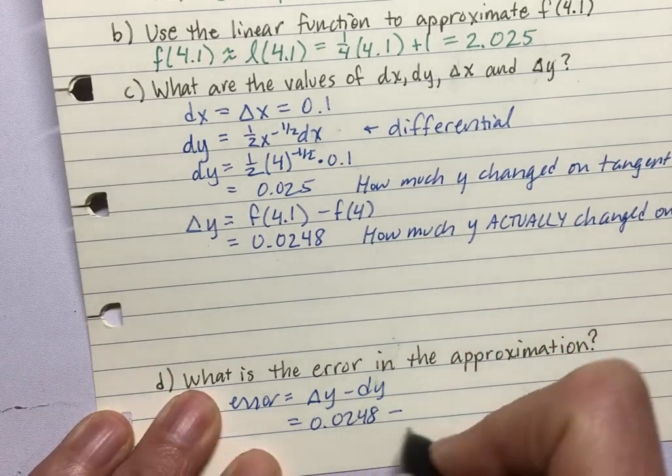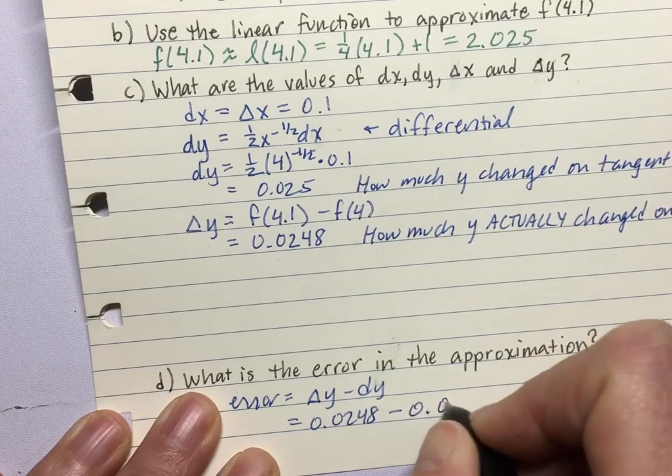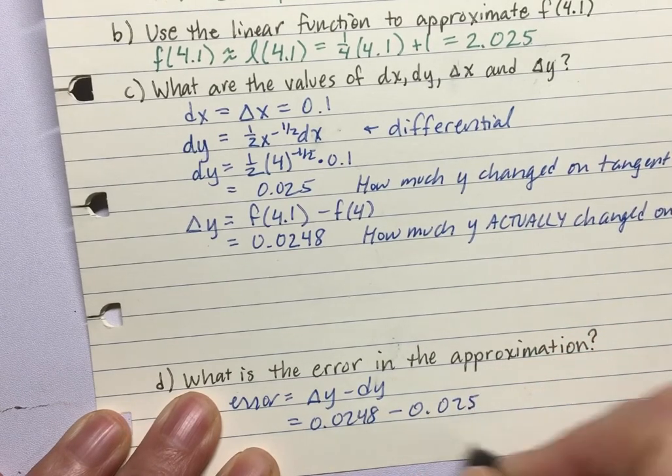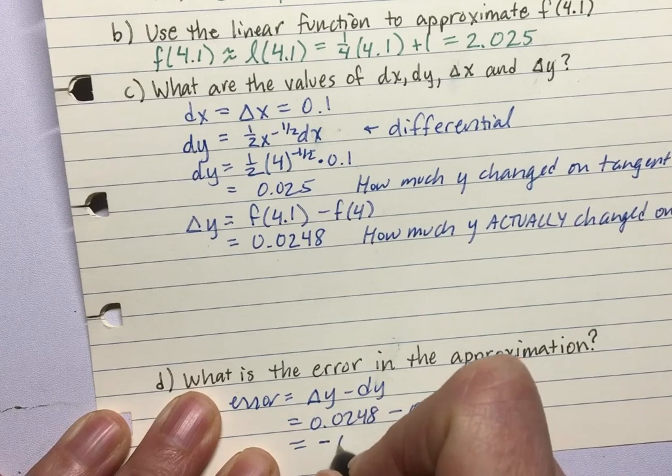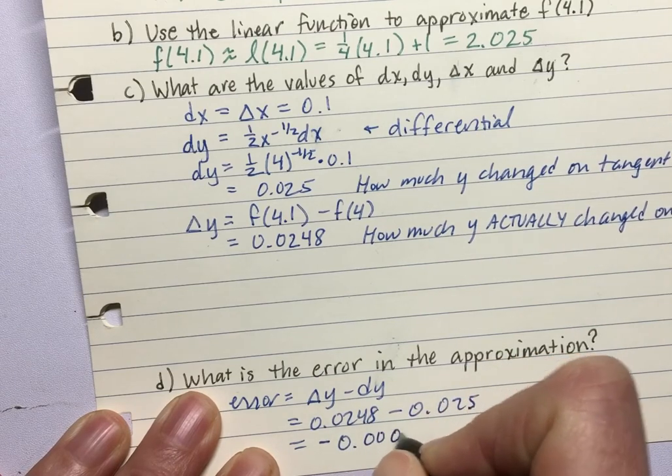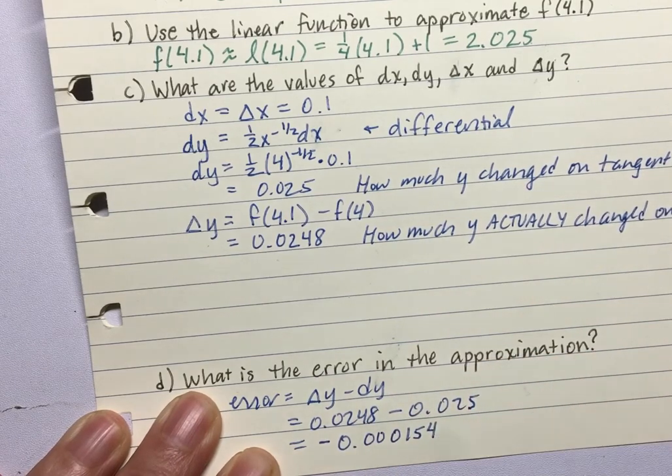So 0.0248 minus 0.025, and that is negative 0.000154. Do we have very much error at all?